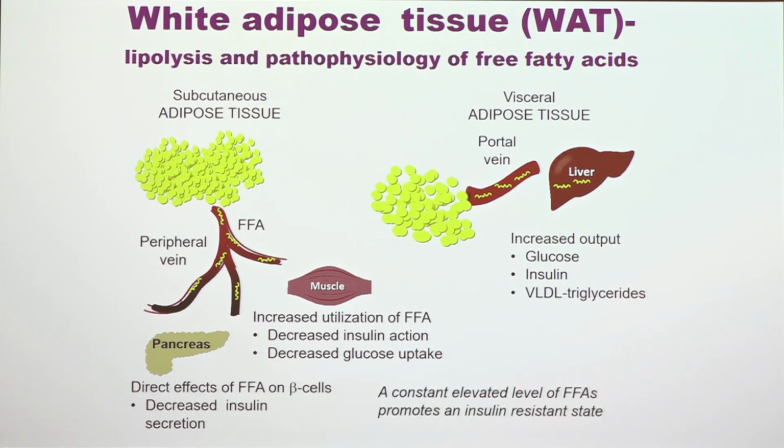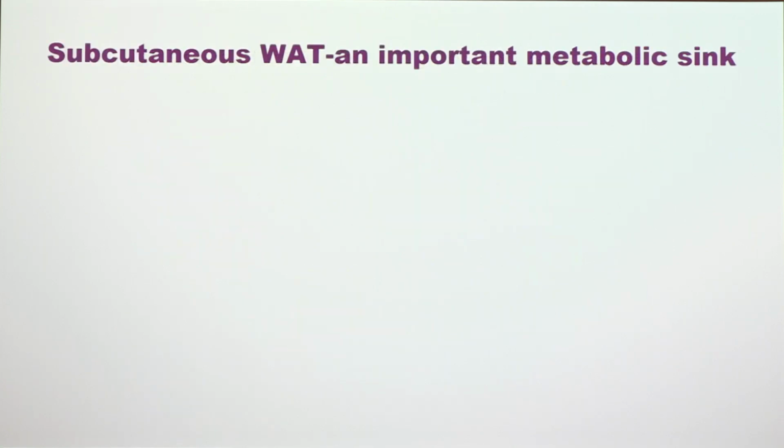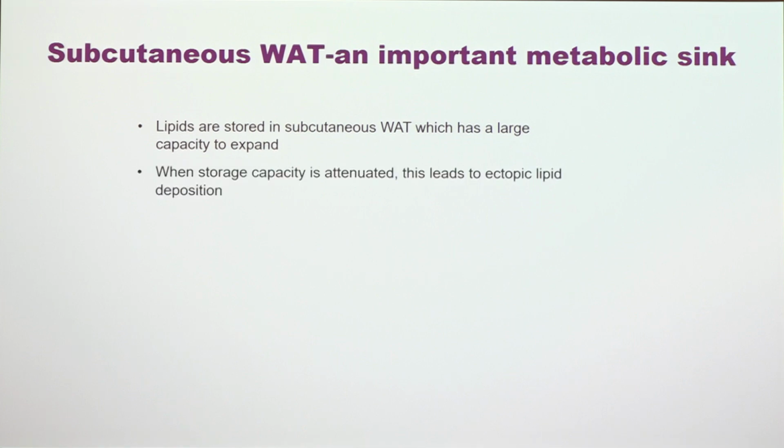So this means that if you release fatty acids, and that leads to a constant elevated level of free fatty acids in the blood, then that promotes an insulin-resistant state. Another very important thing to understand about fat is that adipose tissue is the best place to keep lipids. Lipids are stored primarily in the subcutaneous adipose tissue, which has a large capacity to expand, as we all know. And when storage capacity is attenuated, this leads to ectopic lipid deposition.